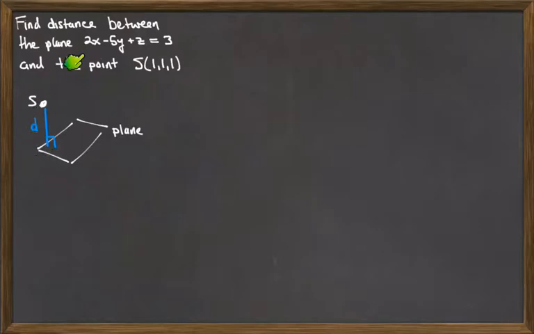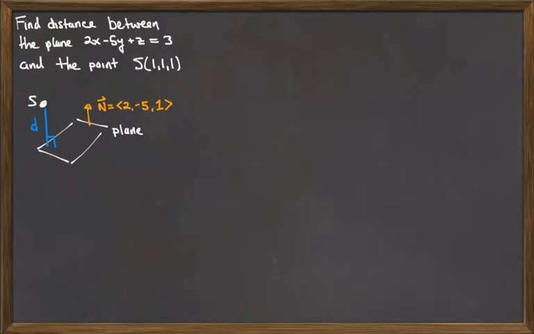Now I have the equation for my plane. Its coefficients are 2, minus 5, and 1. And reading the coefficients from an equation for a plane immediately tells you a normal vector to the plane. I'm going to call that vector n, and its components are 2, minus 5, and 1. Again, I'm just reading them from the coefficients of my equation.